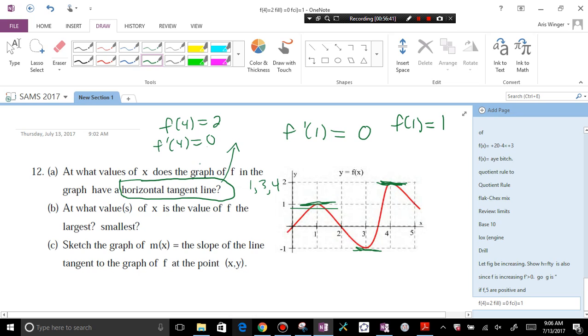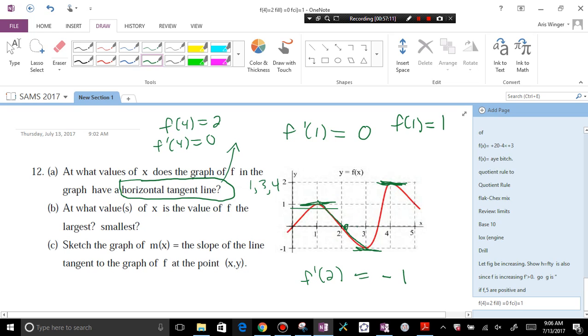f prime of 2? Looks like 1, right? Looks like this slope right here. So we can at least approximate it. 2 down, 2 over. It looks like it's what? Negative 1. Good. 2 down, 2 over.